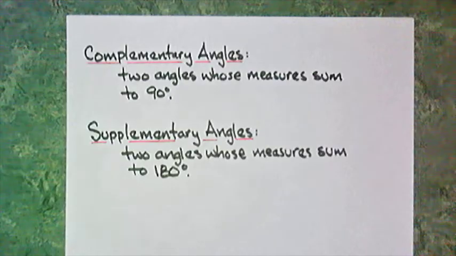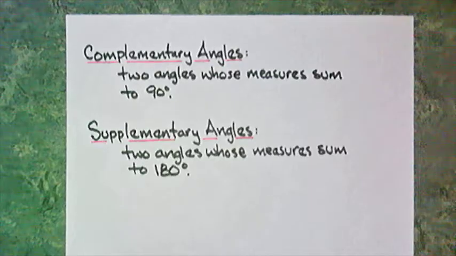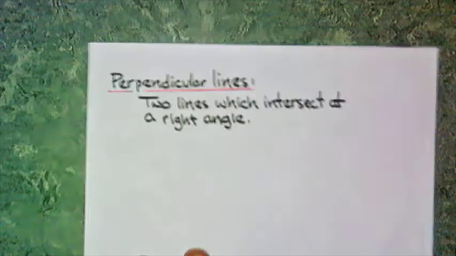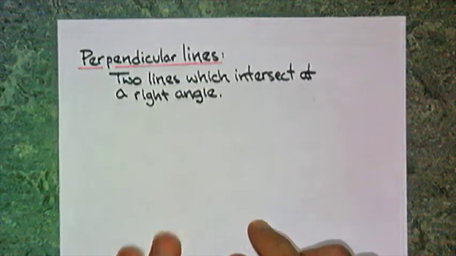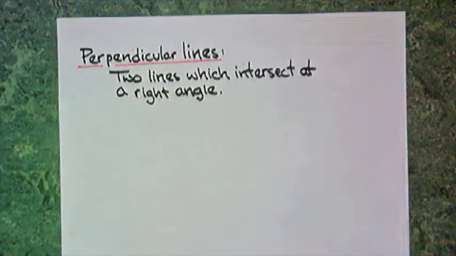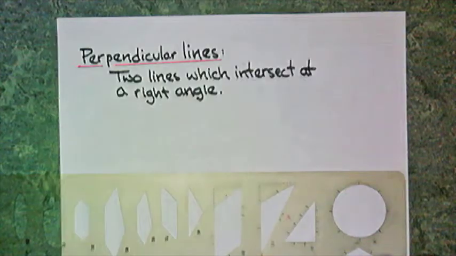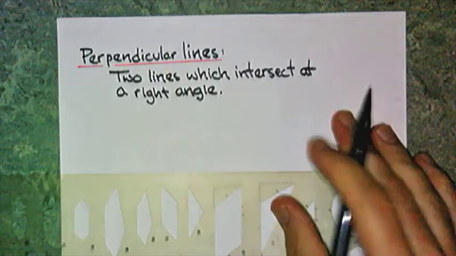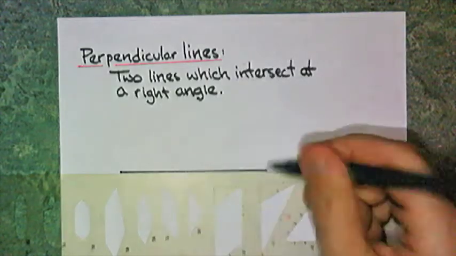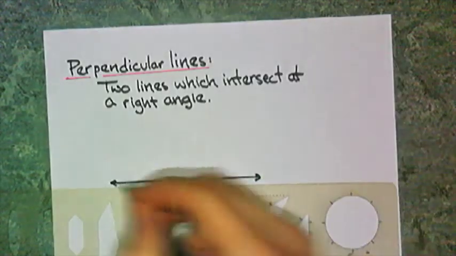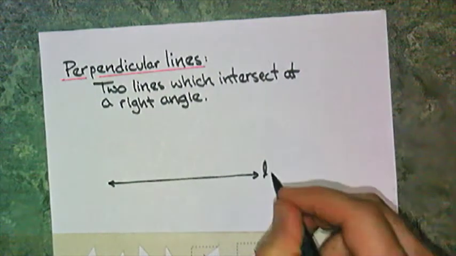All right, let's move on to lines and describing them, okay? I can have perpendicular lines. That's two lines which intersect at a right angle. And I would like to sketch some perpendicular lines. Here's line 1. And line 2 I'm sketching.